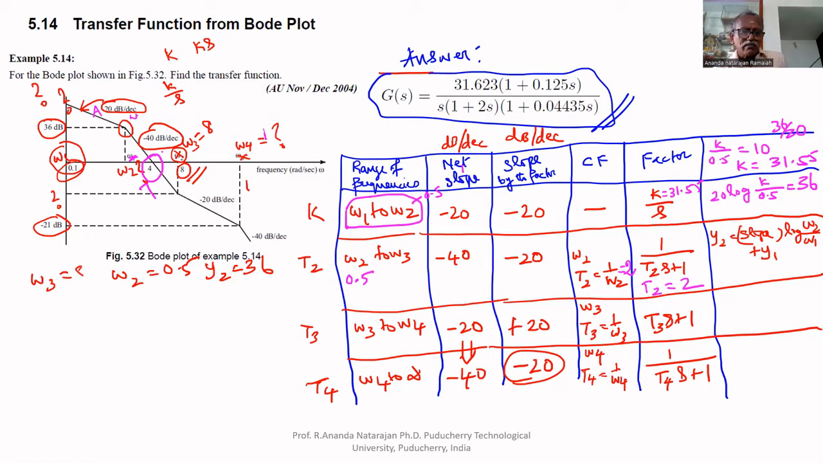Omega 3 equal to 8. Therefore, y3 equal to what? Y3 is required. Omega 3 equal to 8 means T3 equal to 1 by 8. That is T3 equal to 0.125. This also is over. But we need y3 because to find omega 4, we need this value. That's why let us find y3.